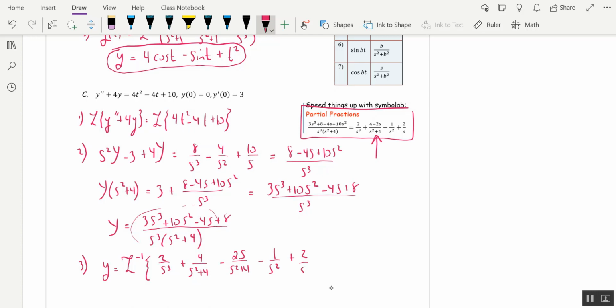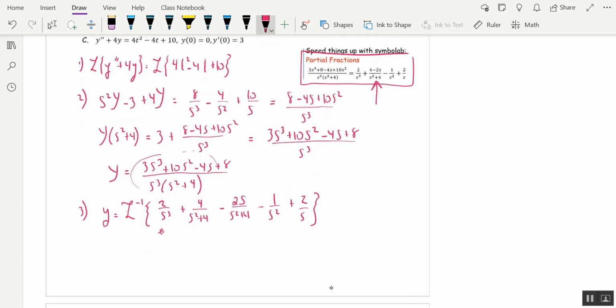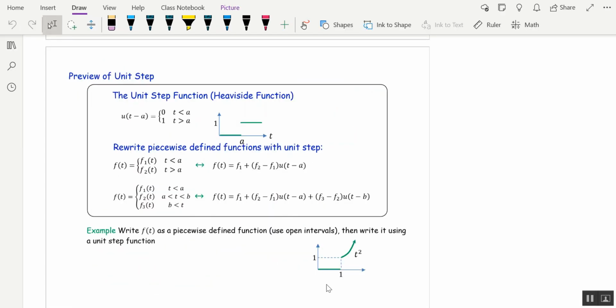Okay, this guy is formula 2 in your table. This guy is formula 6 with b equal 2. This guy's formula 7 with b equal 2. This guy's number 2, and this guy's number 1. So finally, little y is t squared plus 2 sine 2t minus 2 cos 2t minus t plus 2. There you go.